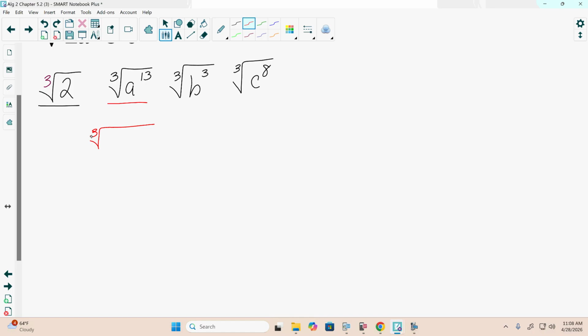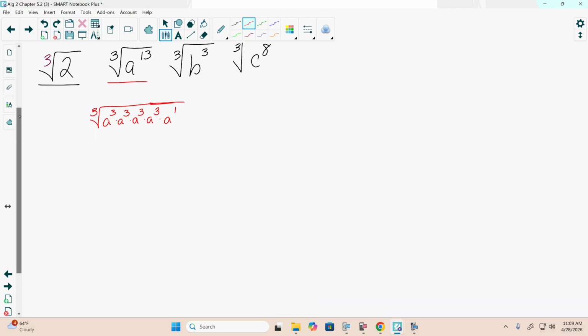How many times can I divide 3 into 13? So we have 1, so that's 3, 6, 9. Can we keep going? 3, 6, 9, 12. So we can actually do it 4 times. So 3 is not wrong. We can just do it one more time, which tells me I can take how many a's out of the cubed root of a to the 13th?